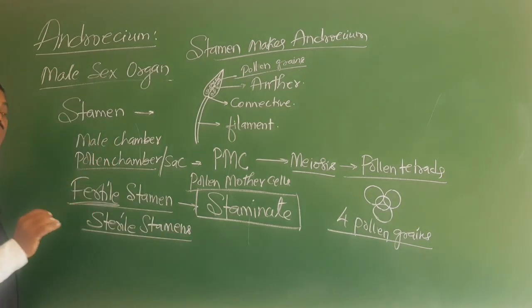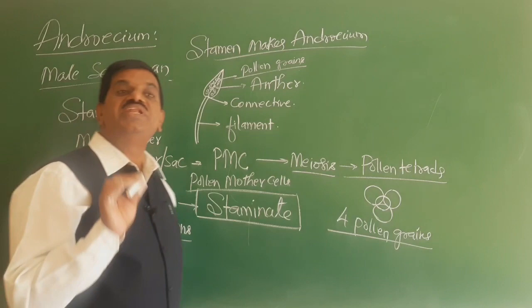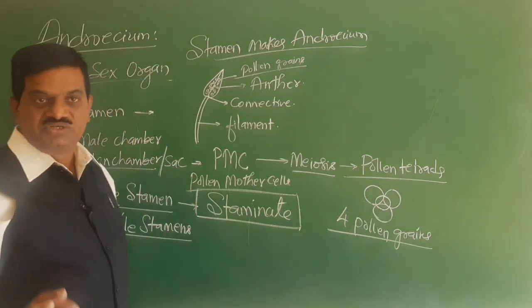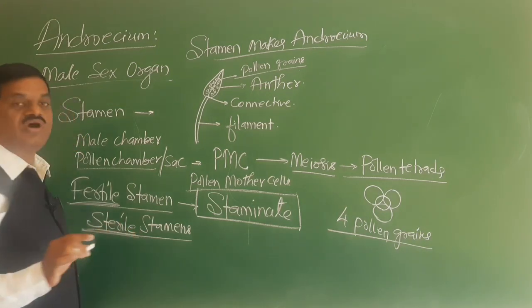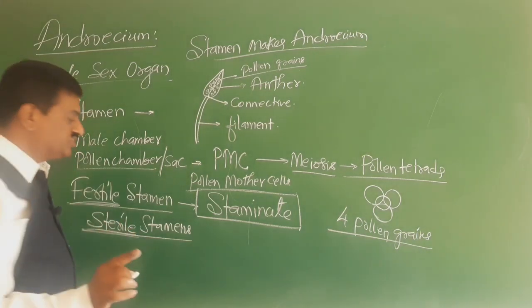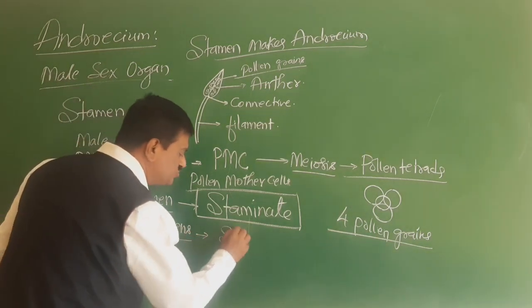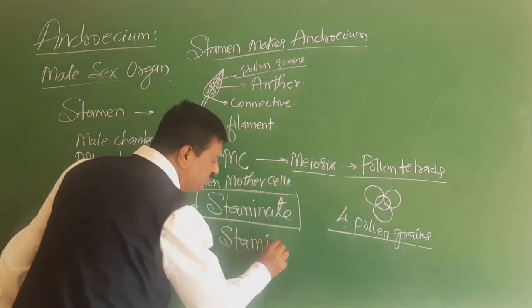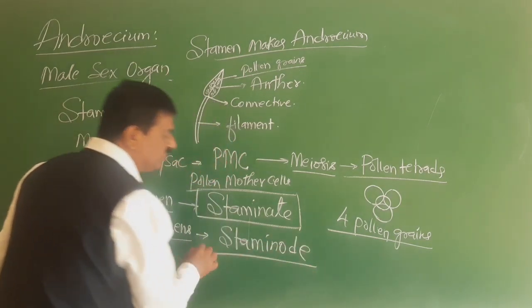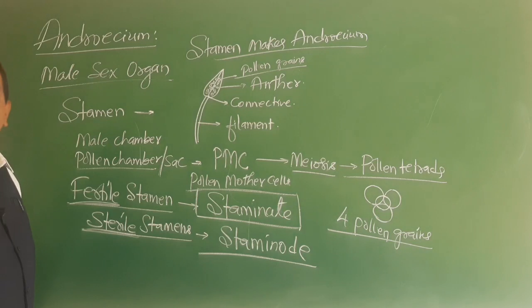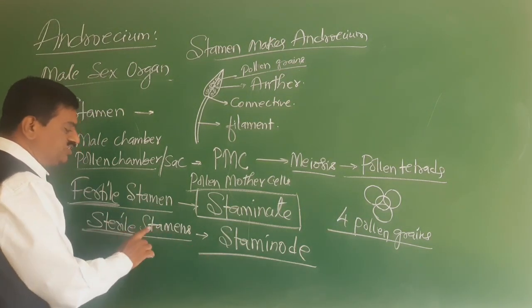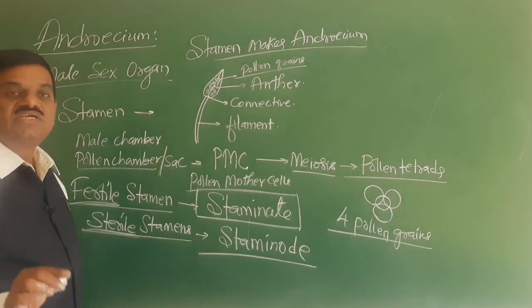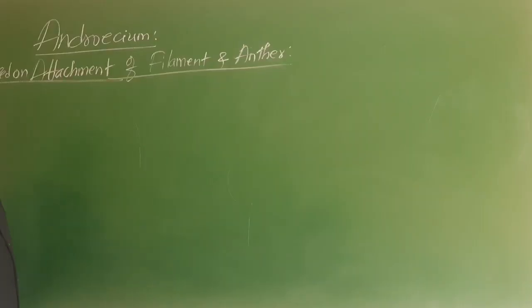Sterile stamens never help in reproduction, so we call them sterile. So the sterile stamens which have been produced are called staminode. The staminode is nothing but where the plant produces sterile stamens. So we are going for the next study.